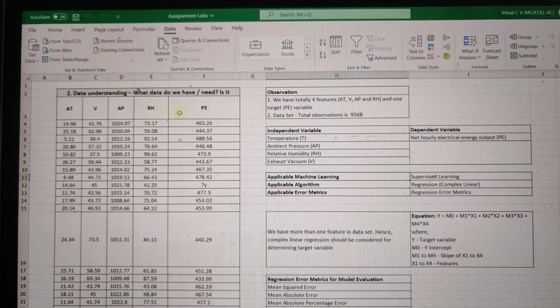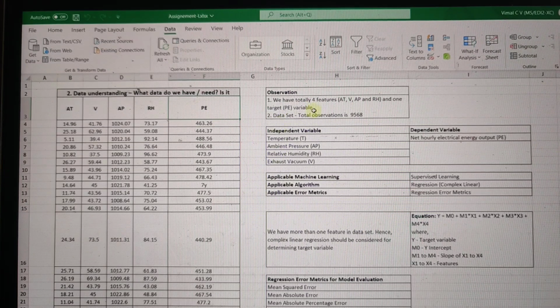Which is actually shared to us. So we have the first four: AT, V, AP, and RH. These are all the features, and P is nothing but the target. The first four features are called independent variables, and this is the electrical energy output. P is the dependent variable which we need to predict.